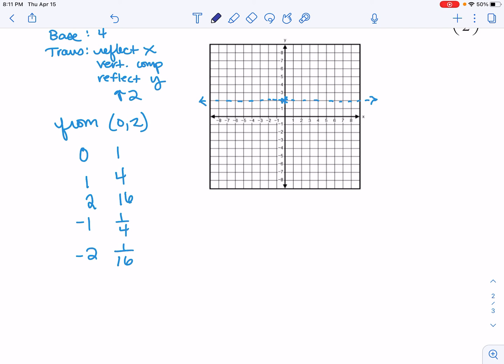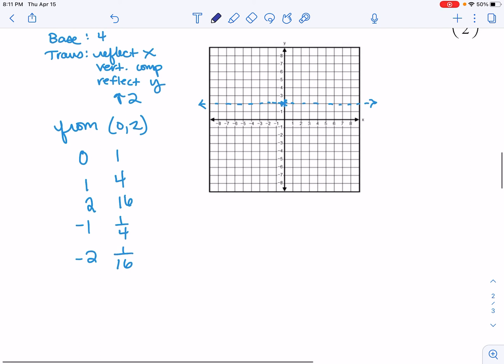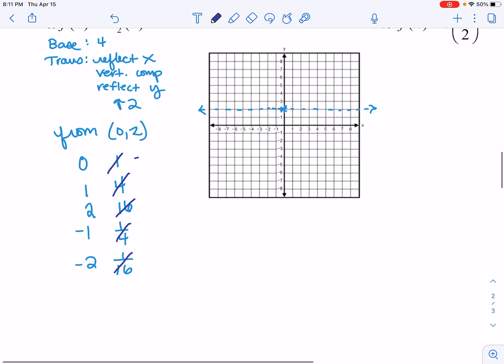So reflection over the x-axis is going to change my y values from positive to negative. So now obviously that would be a negative 1, negative 4, negative 16, etc. But there's also that vertical compression of 1/2. So all of these are going to be multiplied by a negative 1/2. So now this is negative 1/2, negative 2, negative 8.